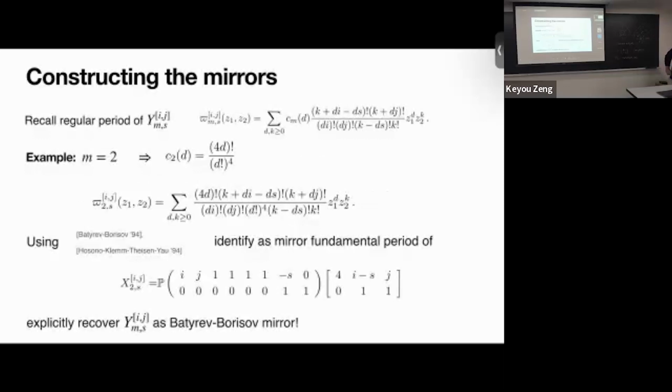And constructing the mirrors, well, we have our regular period for our Y, M S I J. Specialized to m equal 2, we get this very nice expression involving the (4d)! over (d!)^4. And then using either Batyrev-Borisov or Hosono-Klemm-Theisen-Yau technology that was developed in the mid-90s by collaborations between mathematicians and physicists, you can identify this particular series as a generalized hypergeometric series that corresponds to the mirror fundamental period of a complete intersection Calabi-Yau in a product of projective spaces. Okay. So once you've done that, you're in great shape. Now you've explicitly realized this is a Batyrev-Borisov mirror.